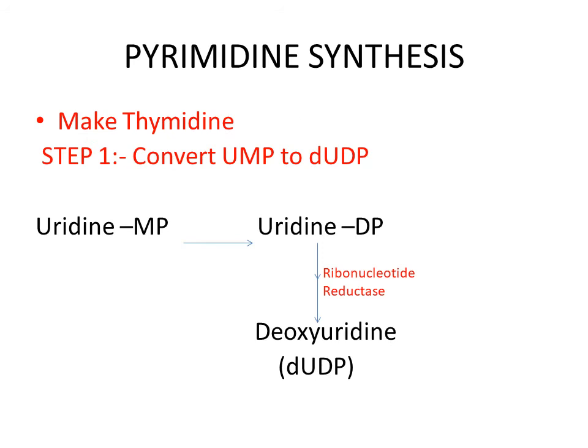So in my last video we have talked about synthesis of thymidine. We have divided synthesis of thymidine in three steps. The first step is to convert UMP into dUDP.